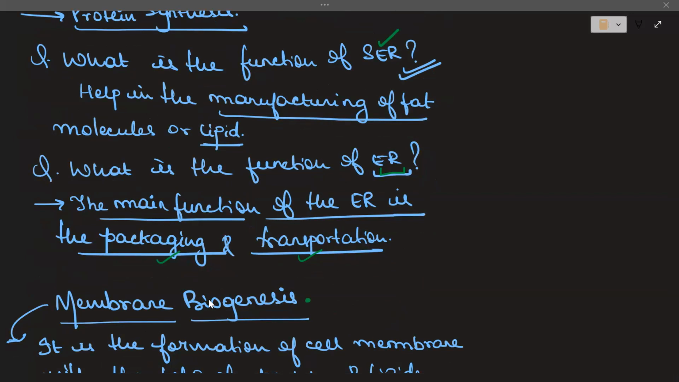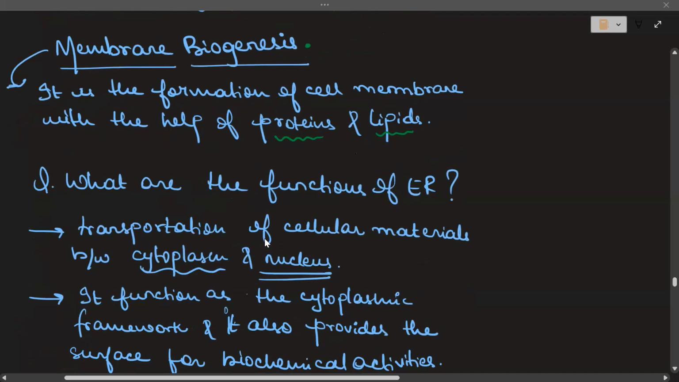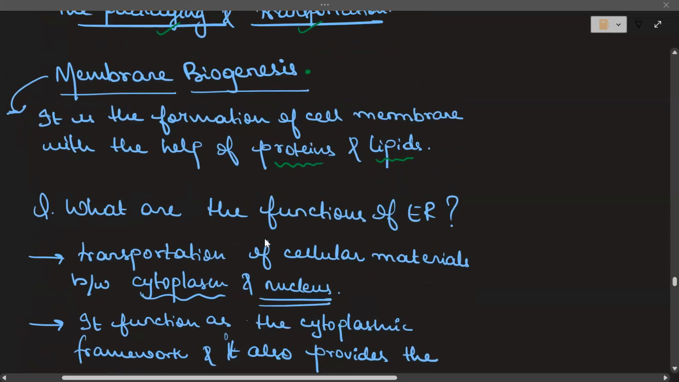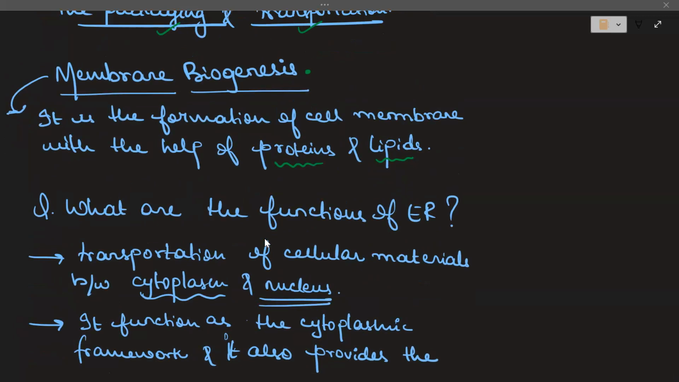Now let us see, there is a term that is known as membrane biogenesis. Membrane, we know, is the outer covering. What is biogenesis? Biogenesis means formation. So membrane biogenesis is the formation of the cell membrane with the help of proteins and lipids. When proteins and lipids are there, they can make the cell membrane, because the cell membrane is made up of proteins and lipids. Is it clear?